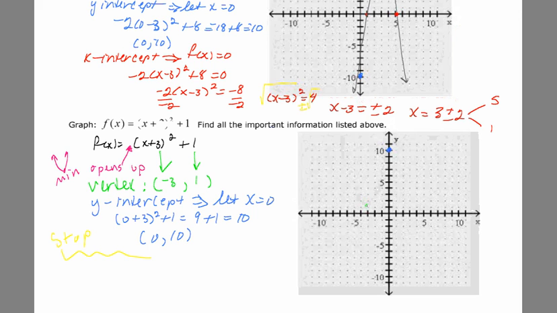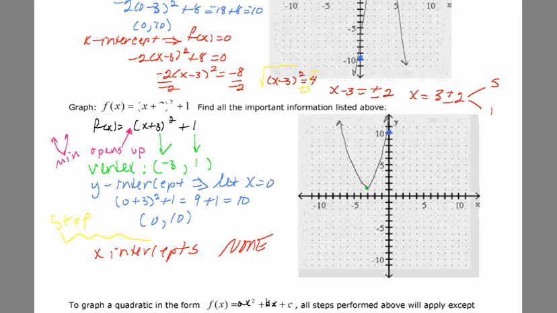No, because of where the vertex is and it's opening upward, there will be no x-intercepts for this problem because this graph will never cross the x-axis. So if I assess the situation first, then I'm going to realize that there are no x-intercepts. So I'm done with the problem. I've gotten all the information I needed. I've gotten my y-intercept and my vertex, and that's all I can get for this problem because there are no x-intercepts.